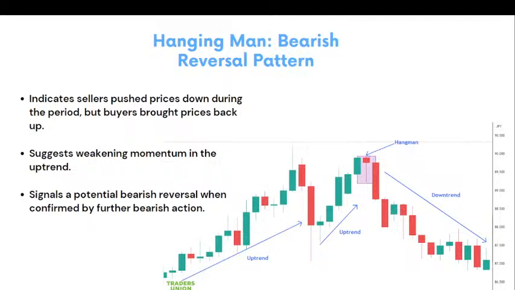Then you observe it. Wait for the next candle. If that candle now formed bearish, and the hanging man also formed at a resistance level, that is your confirmation to take a sell trade. As simple as it is. You take your sell trade, your stop loss, and your target. That's it. Okay.